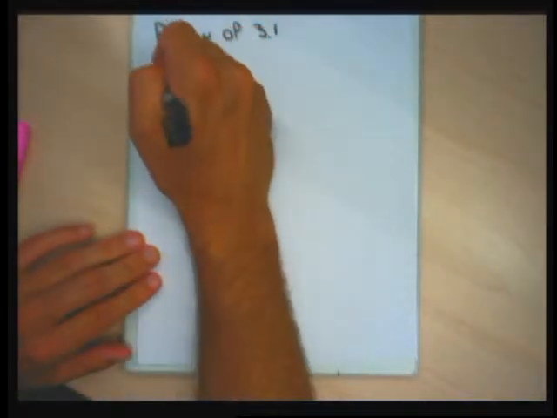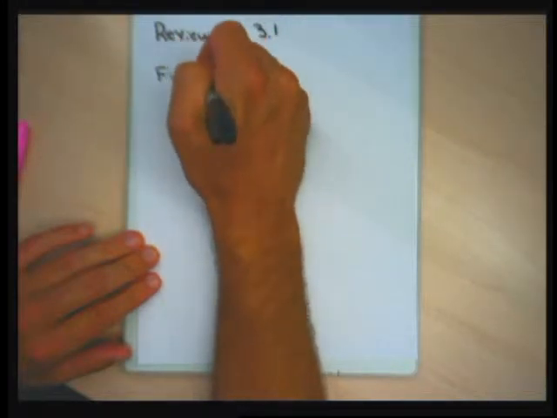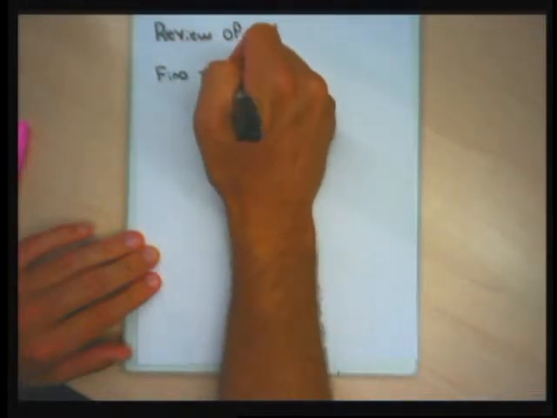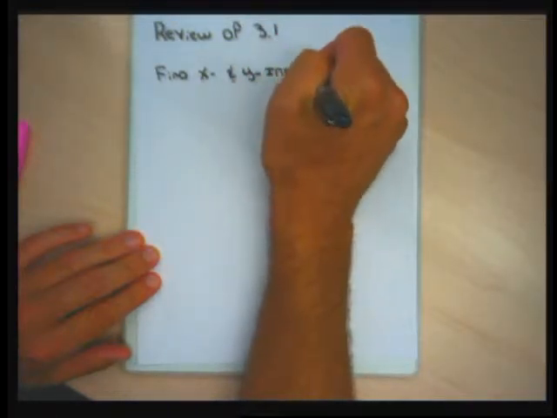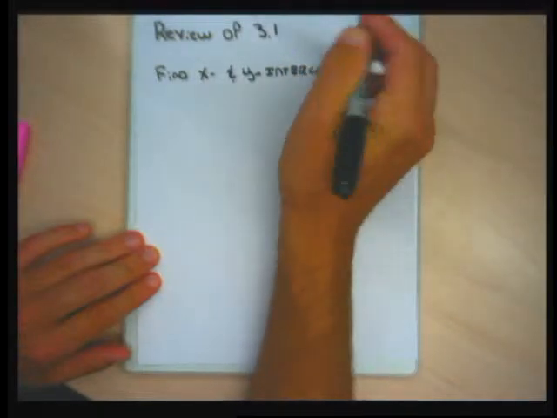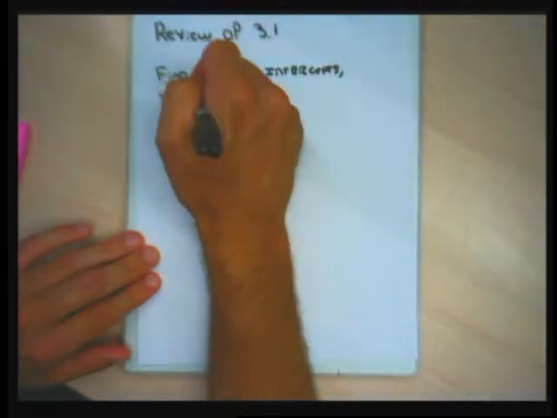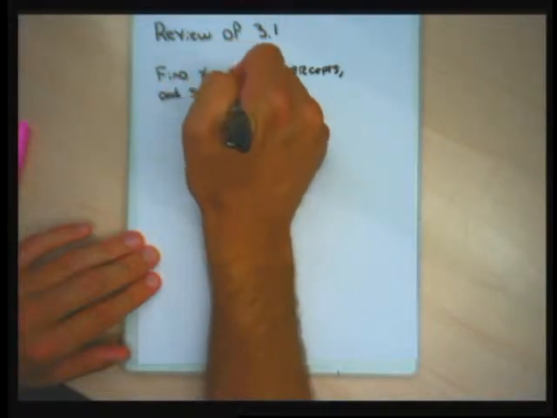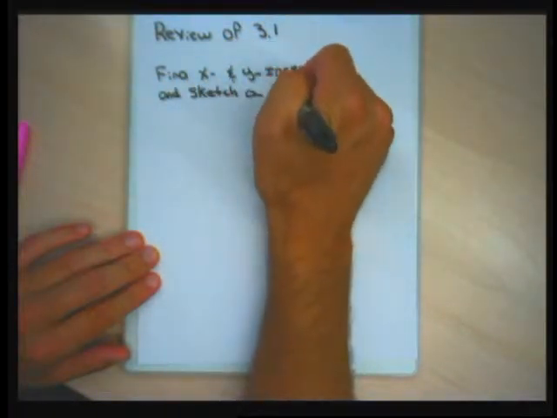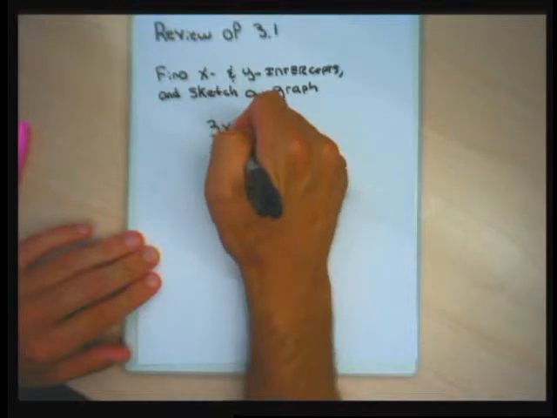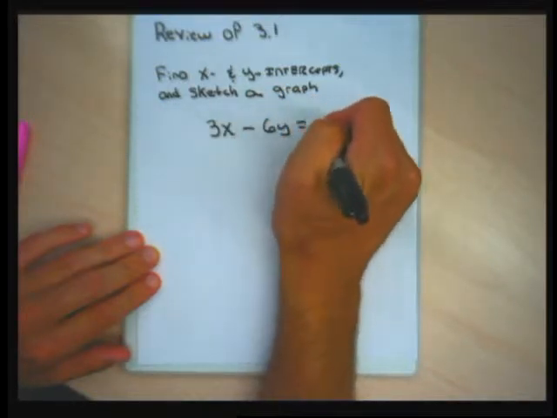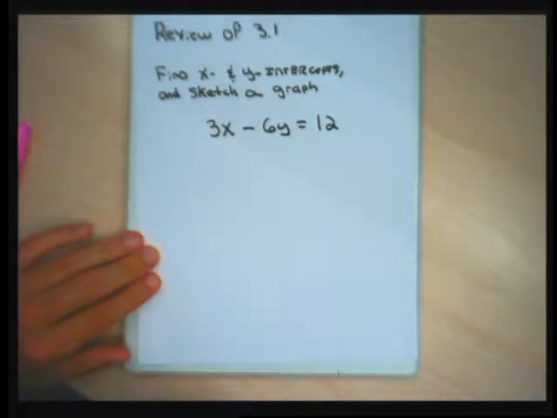So for the first review problem, you should be able to find the x and y intercepts if I give you an equation, and sketch a graph. I'll make it just a reasonably easy problem. How about 3x minus 6y equals 12? Be nice if you pause the video, worked out the problem, and then checked your answer. But if you don't remember how to do it and you just want to watch, it's okay.